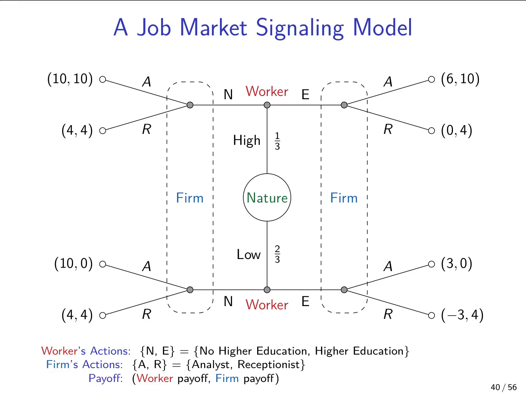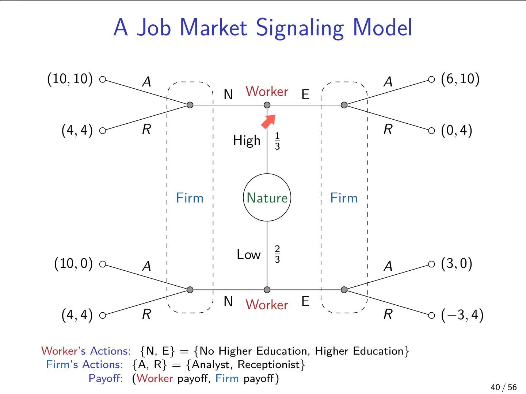It looks complicated, but if we follow step by step, it should be pretty clear. So first, we have nature. Nature would decide whether the worker is a high ability type or a low ability type. With 1/3 probability, it's going to be a high ability type. With 2/3 probability, it's going to be a low ability type.